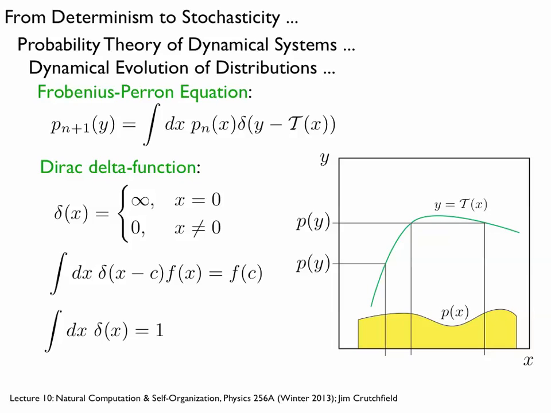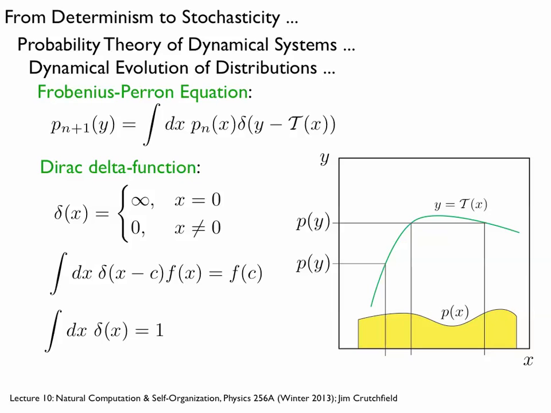Okay, so now what's going on? Remember, the goal here is to come up with an operator that pushes a distribution forward. So what we're doing is integrating along x, the domain of the function. And at each point where I'm at an x, where y is equal to t of x, I grab this probability amplitude and move it over here.